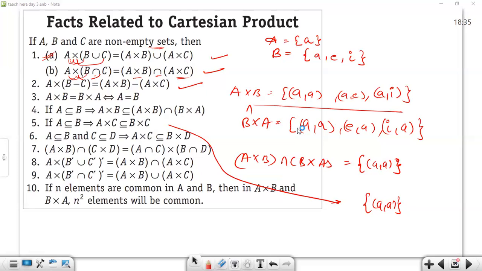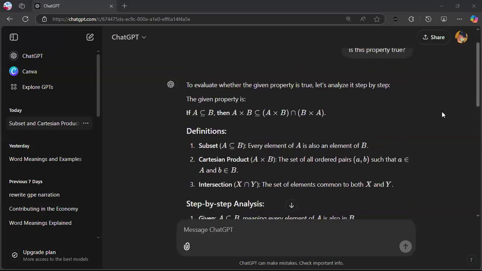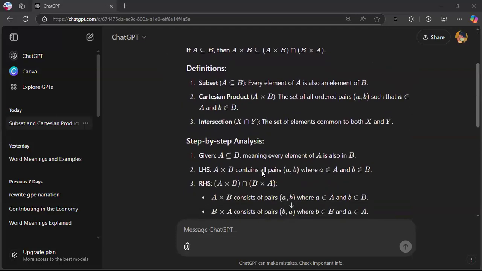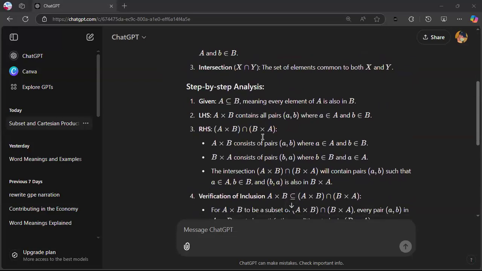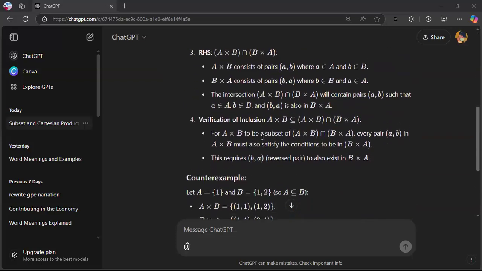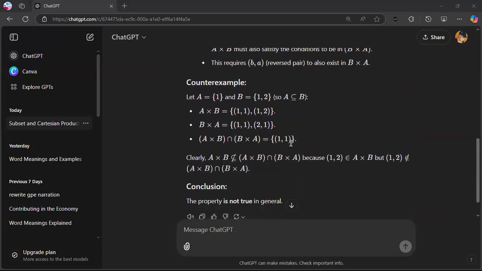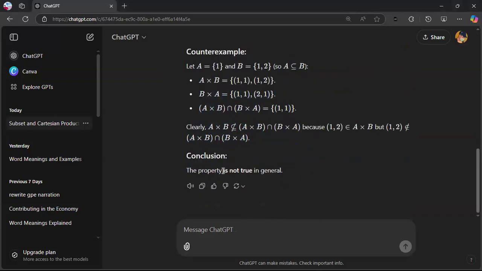Okay, okay. Let me screen share. It's untrue. And why is it given in the book? Maybe a misprint. ChatGPT has also first given the definitions and then taken an example. And this property is not true in general. So let's discuss their example.